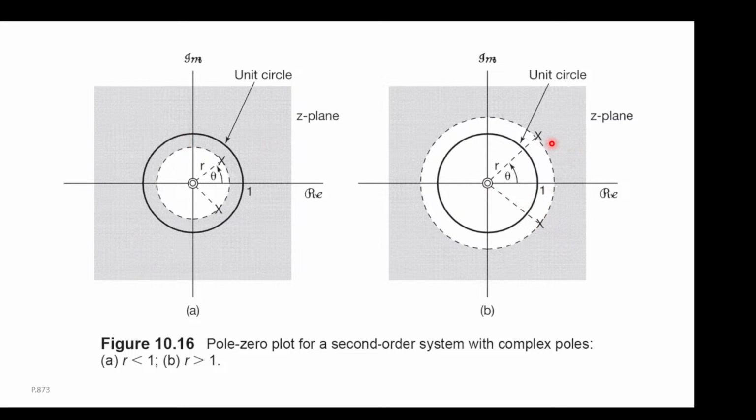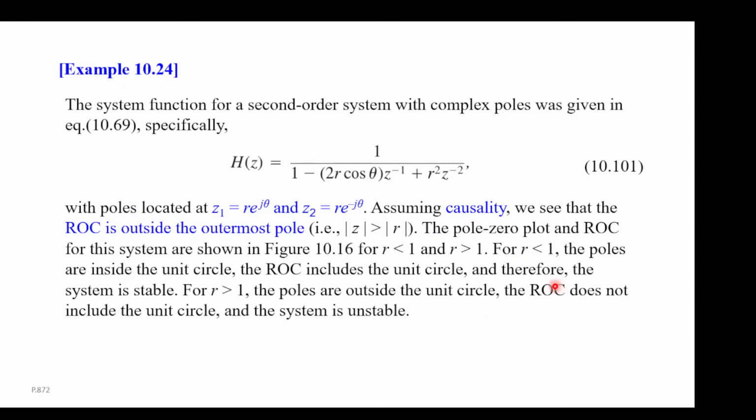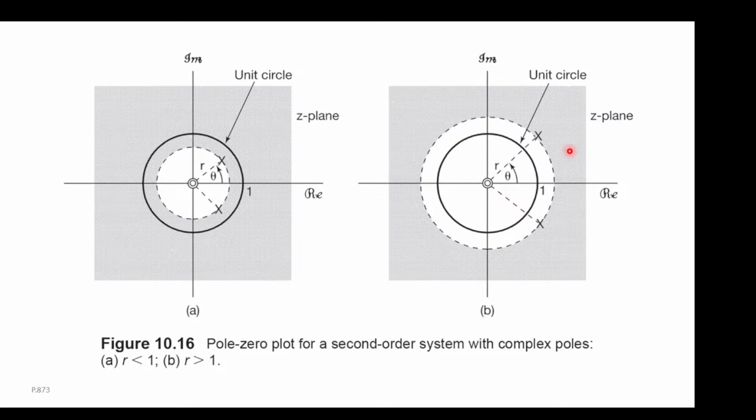Here we have another example where r is greater than 1. Then this ROC outside radius r doesn't include the unit circle, so this is not stable. And if you actually know this second order equation, then this makes a lot of sense, because when this r parameter is greater than 1, it will make your system unstable when you look at the differential equation. But for now, we just give this as an example, showing that you tune this r parameter, and when it's greater than 1, you get an unstable system, because the causal system will become unstable as the poles are outside of this unit circle here.